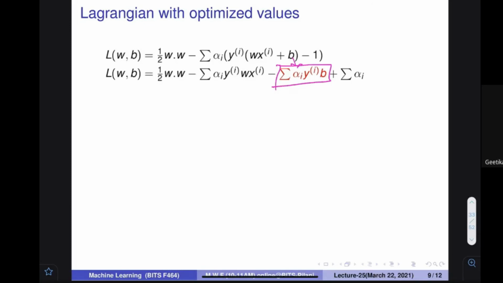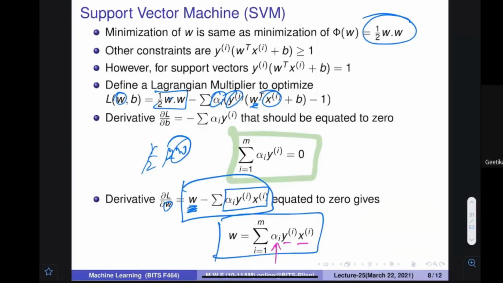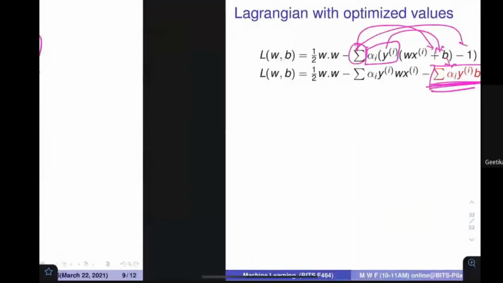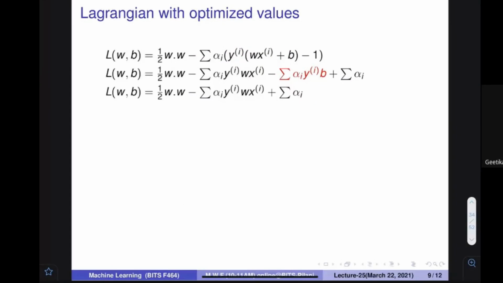This alpha i yi is multiplied with the b, and then the summation comes inside, and you get the summation of alpha i yi. Because you know that a few minutes back we found that the summation of alpha i yi is equal to 0, when it is multiplied by b, this term vanishes. What remains is the other term, and w transpose. You know what the value of w is?